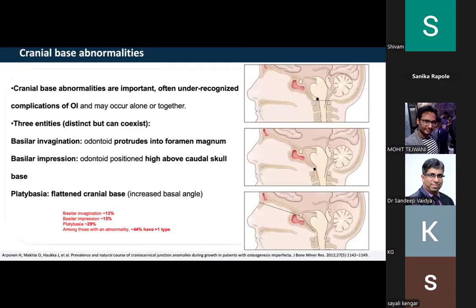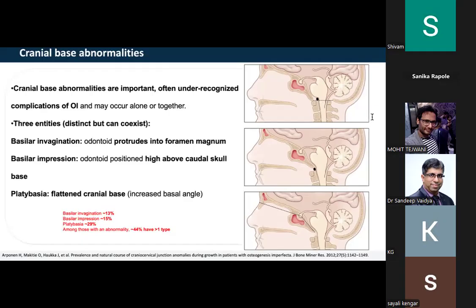So I had spoken about the spine earlier, that I would elaborate a little bit more on these cranial base abnormalities. Three entities exist which can occur either alone or together. The first image on the top is basilar invagination. Here you see that the tip of the dens, marked in black, is protruding into the foramen magnum, and the McRae line is drawn there.